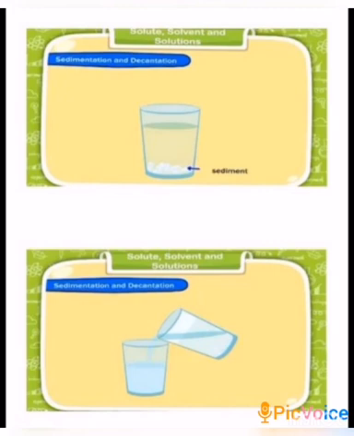Example, mud and water can be separated by sedimentation and decantation. Here, in the mud and water solution, mud settles down at the bottom of the beaker, that is sedimentation. Then the water is poured into another beaker without disturbing the mud. We get the clear water solution, that is decantation.